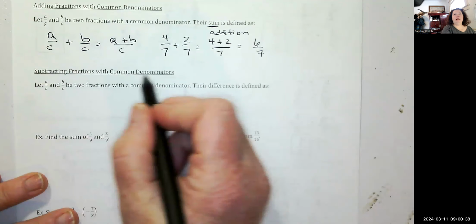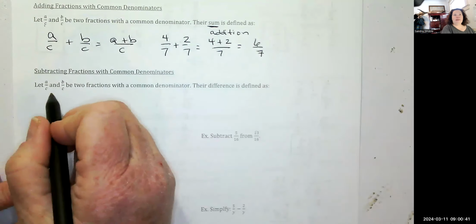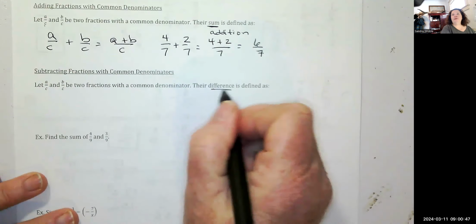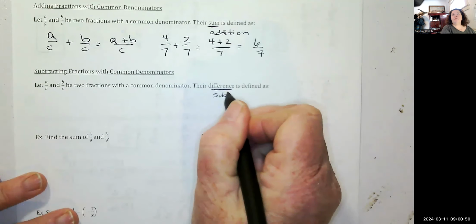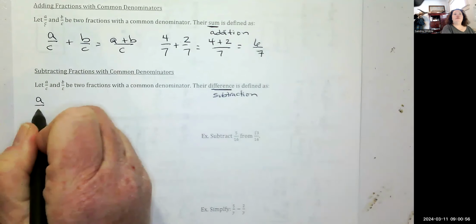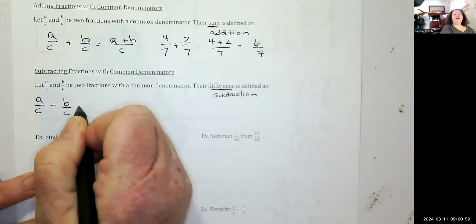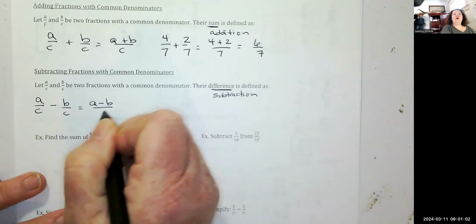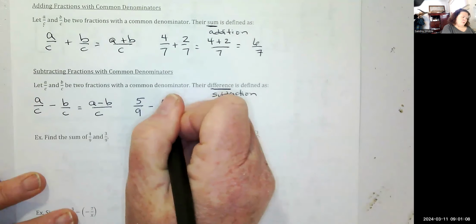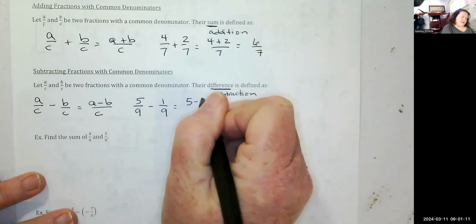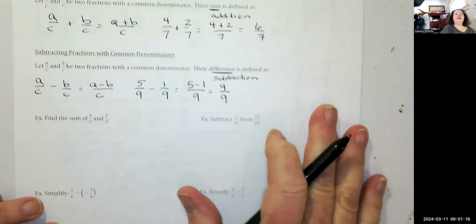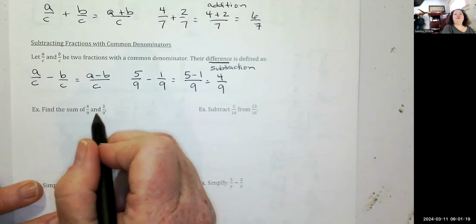Subtracting fractions with common denominators. Same thing. Let A over C and B over C be 2 fractions with a common denominator. Their difference, and difference is described as subtraction, if you need that in your dictionary, is defined as A over C minus B over C is A minus B over C. An example we could use is 5/9 minus 1/9, and that's equal to 5 minus 1 over 9, which is 4/9.